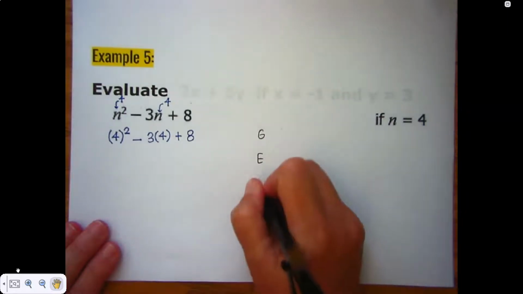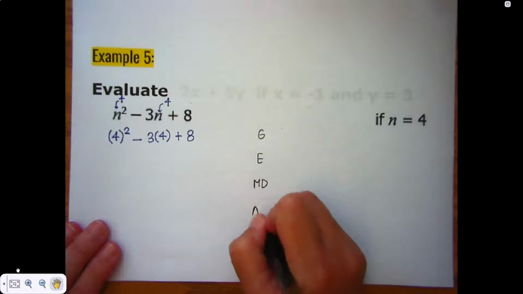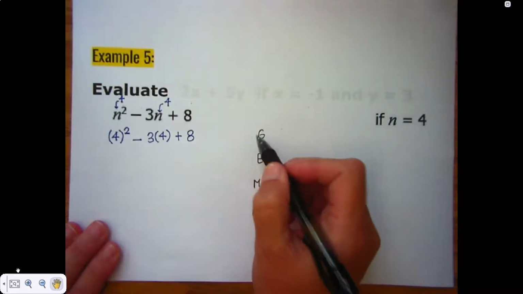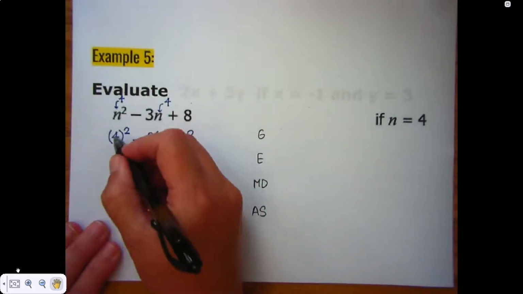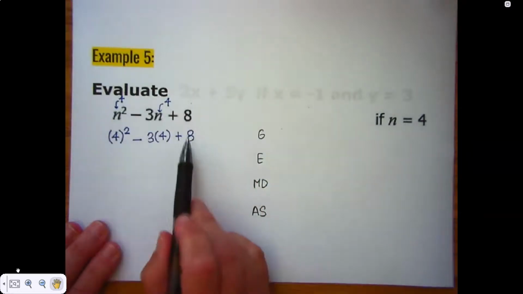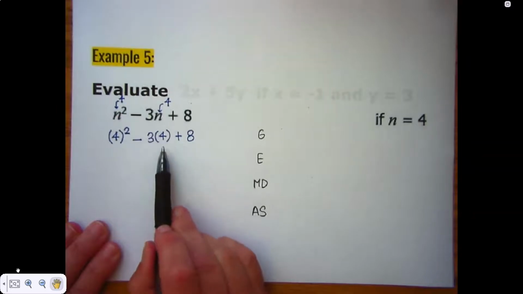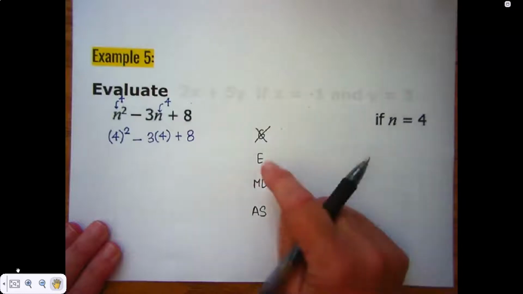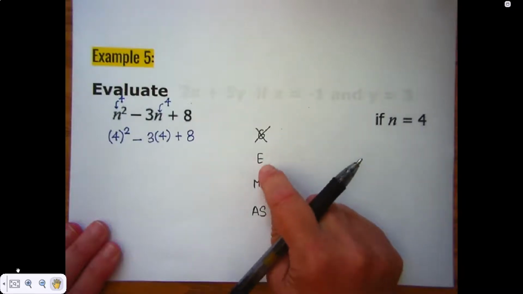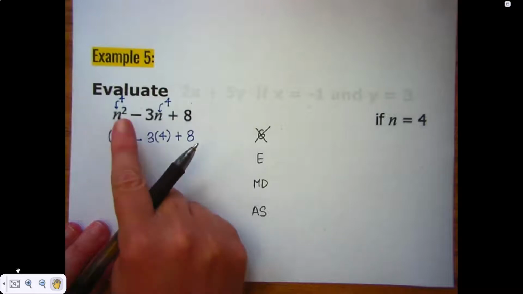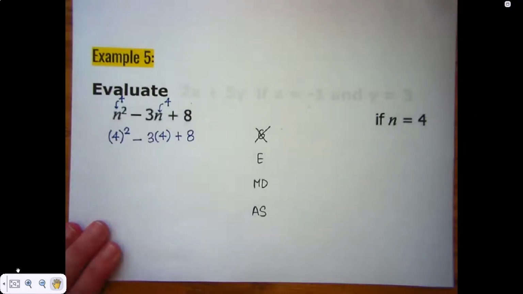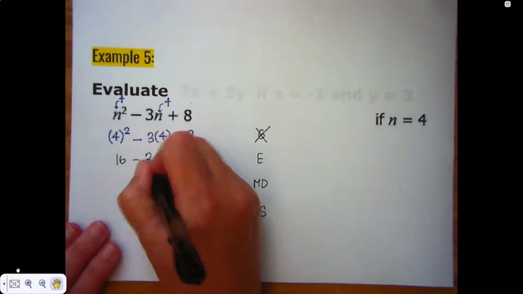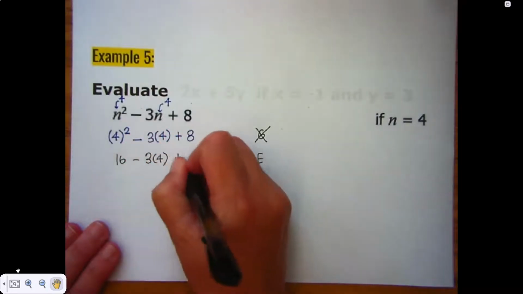Now it's time to evaluate using GEMDAS. So I look at my expression first to see if I have any grouping symbols. I've got parentheses here, but nothing to do inside. And I've got parentheses here, but nothing to do inside. So none of those parentheses are grouping symbols. Do I have an exponent? Yes, I do. So I'm going to do 4 to the second power, which we know means 4 times 4. So that's going to be 16 minus 3 times 4 plus 8.